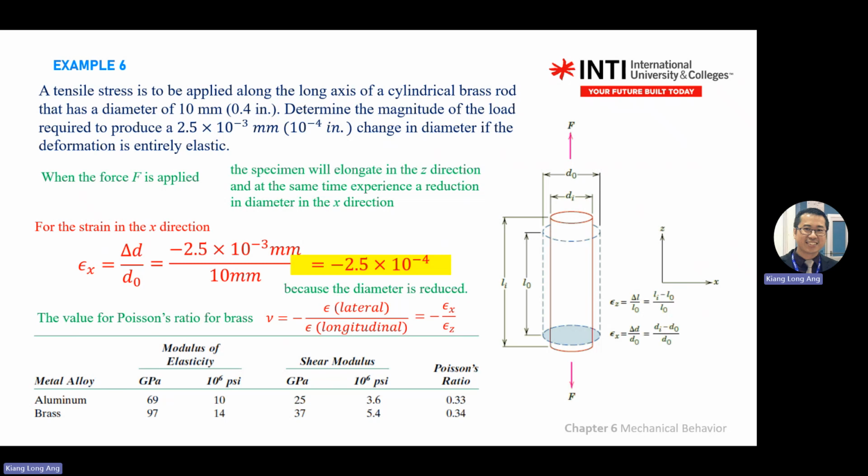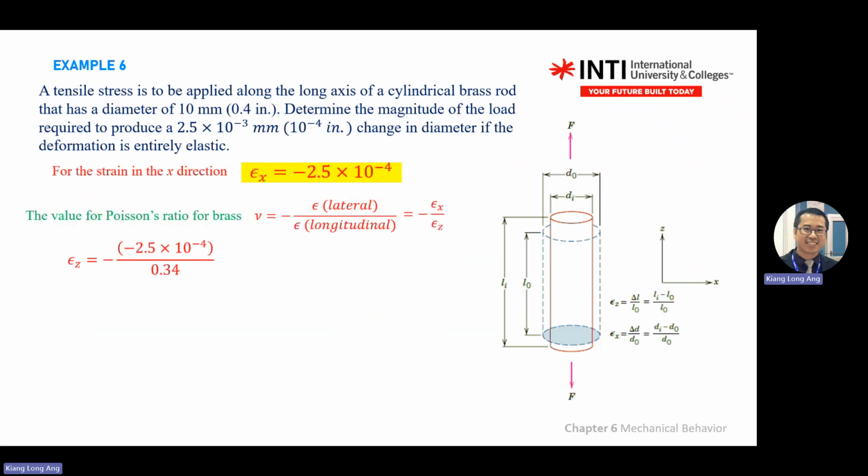But you take strain, so minus strain in x divided by strain in z direction. You have a negative sign and a positive value, so you cancel the negative. You substitute the value. At the end, the elongation in z will be a positive value, 7.35 times 10 power negative 4.